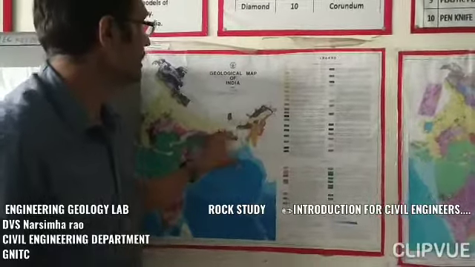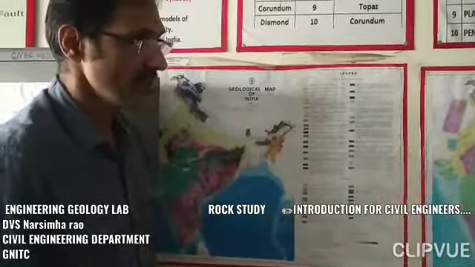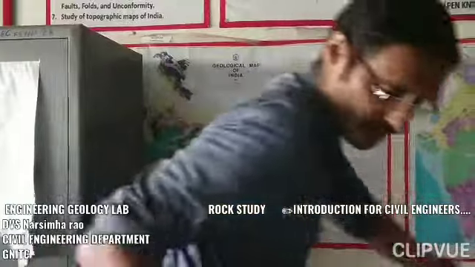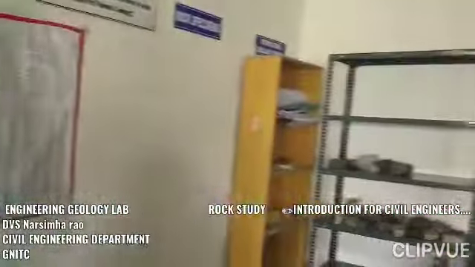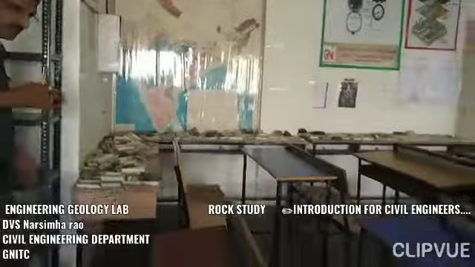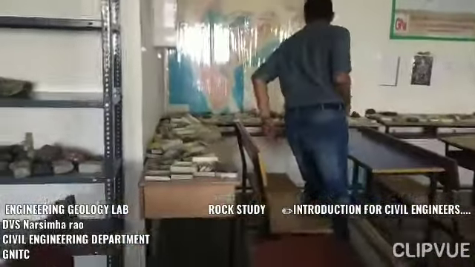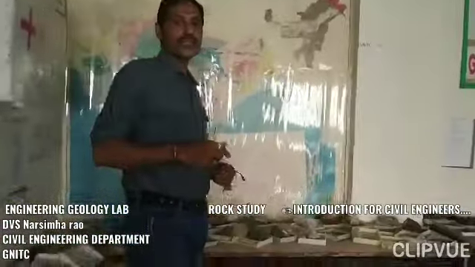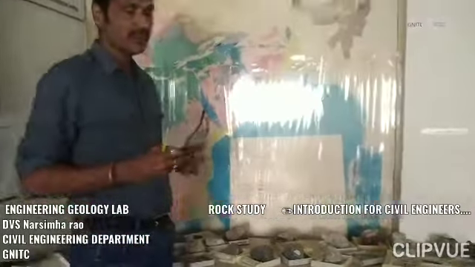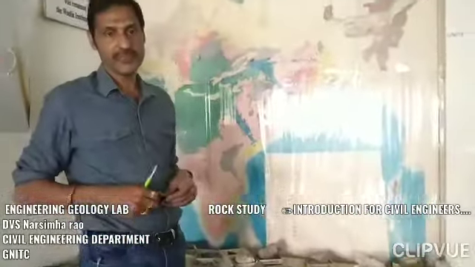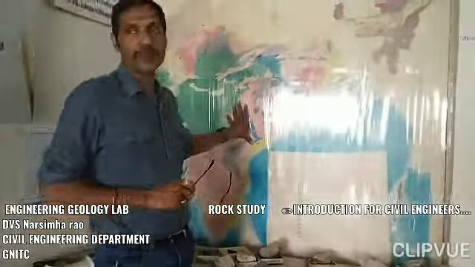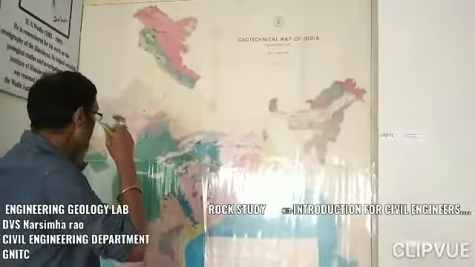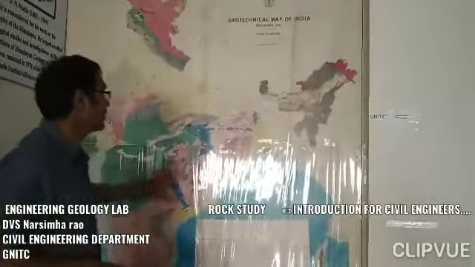For a civil engineer, the geotechnical map is the best map for reference, because the geological map only gives the geology of the area. For a geologist that will be the best map, but for a civil engineer this is the best map, because this refers to the geotechnical map of India. In this also, the patches you are seeing are all rock types.